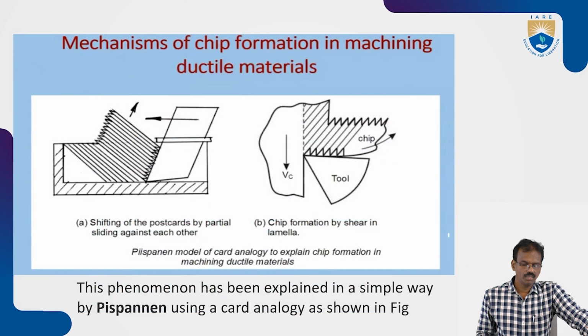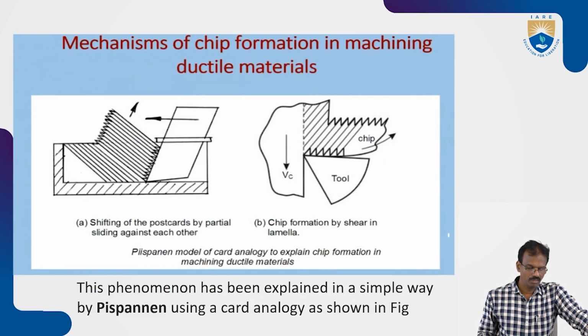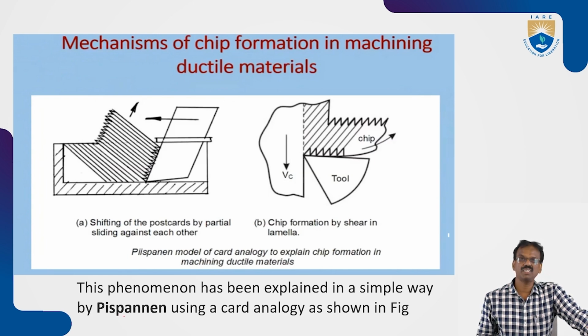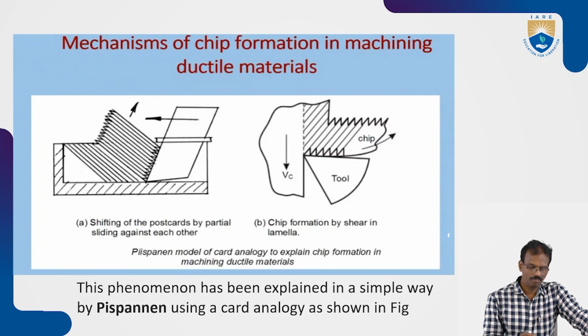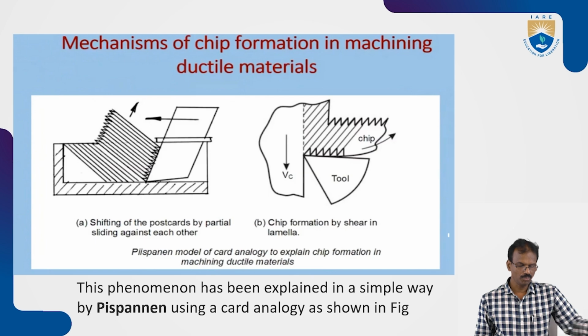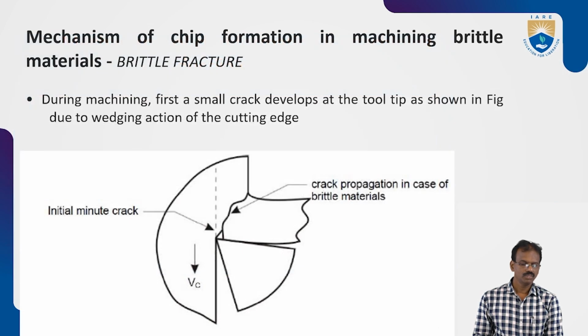Here, the formation of chips is just like the arrangement of some playing cards. In this way, chips are removed from the shearing area. You can see this one. This is the mechanism of chip formation.